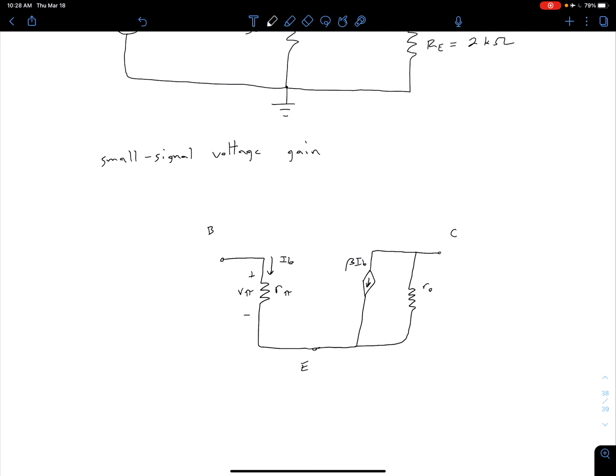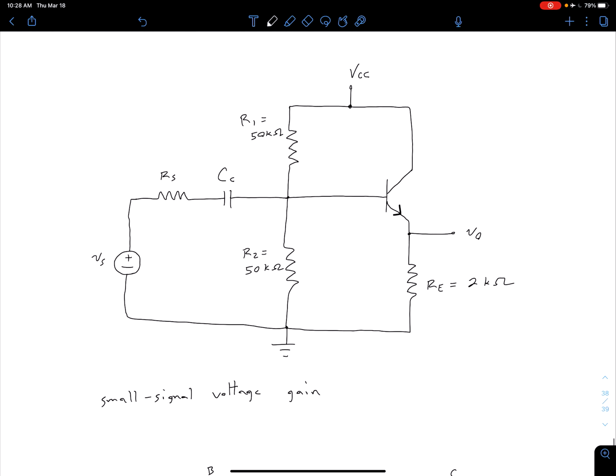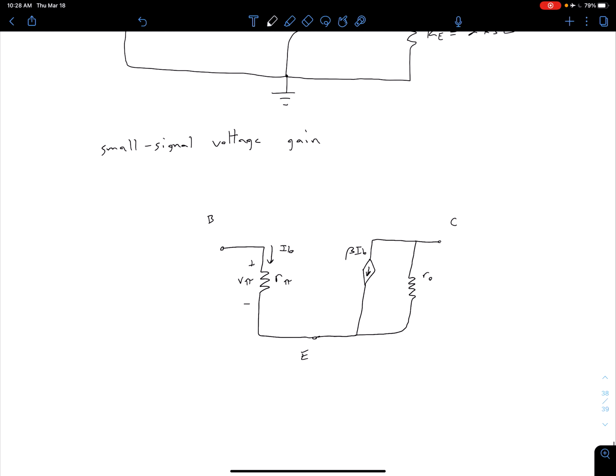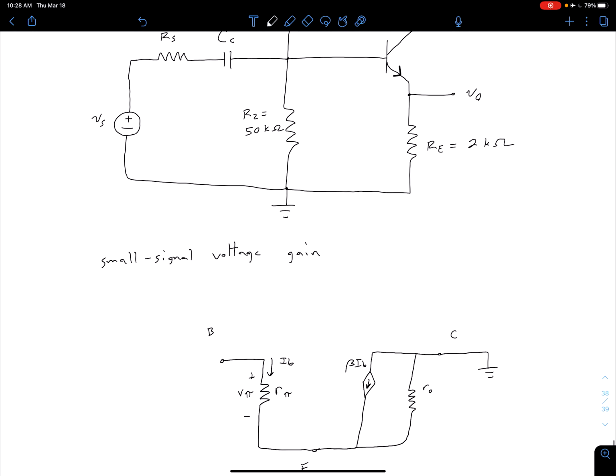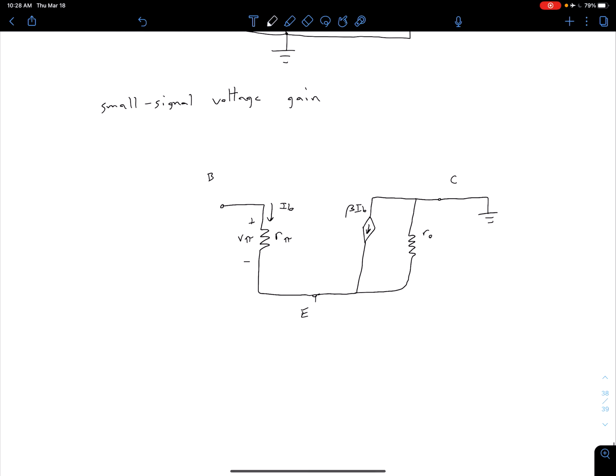Now we want to connect the rest of our circuit. By definition, our collector is at signal ground, so we can go ahead and just connect this to our signal ground. On our emitter side, we have an emitter resistor, RE, which connects the emitter to ground. So we can include that as well, and we get something that looks like this. So that's our RE.